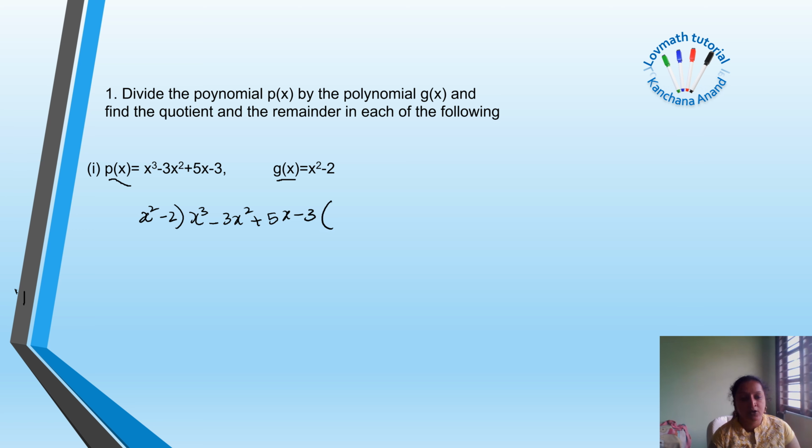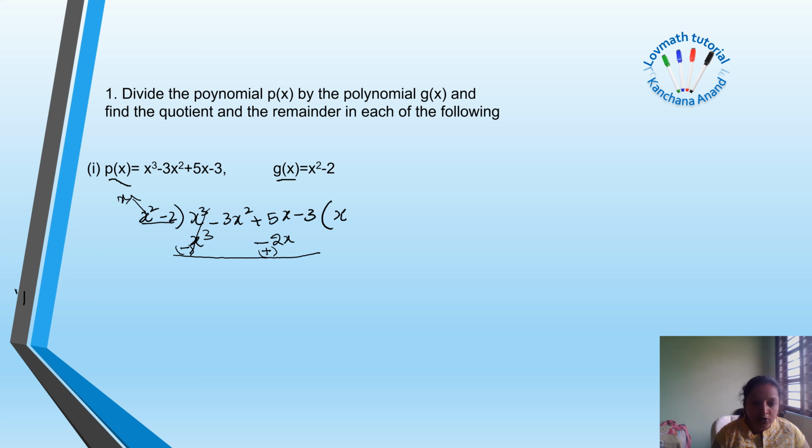Now let's solve this. To get this x cube, we have to multiply this g of x by x. Therefore, x into x square will get x cube, minus 2 into x will get minus 2x. Now let us subtract this as in normal division itself. That means here plus x cube becomes minus x cube and here minus 2x becomes plus 2x. Now plus x cube and minus x cube get cancelled.